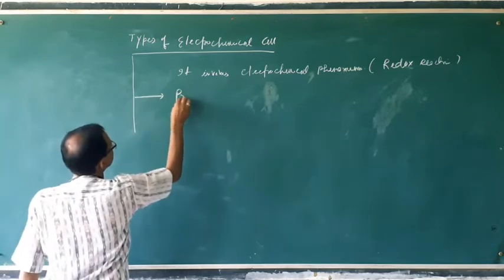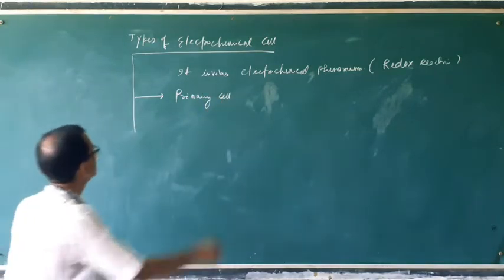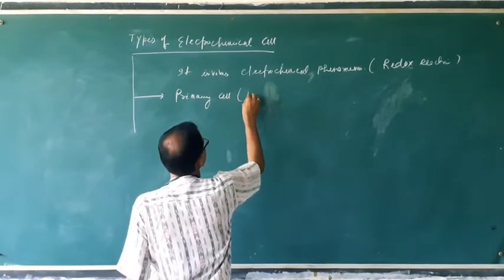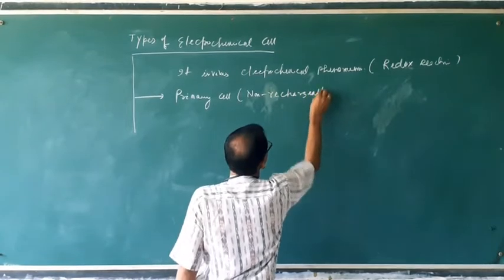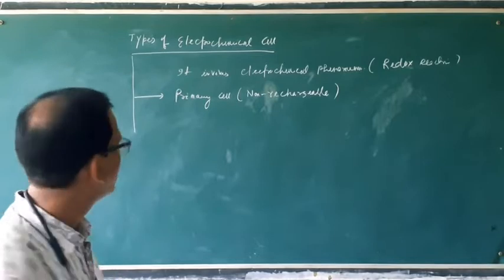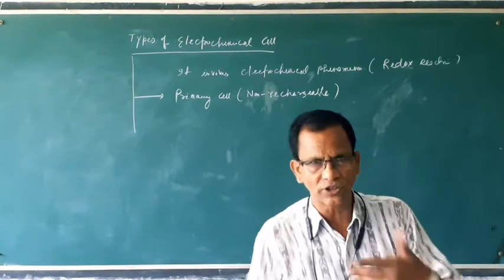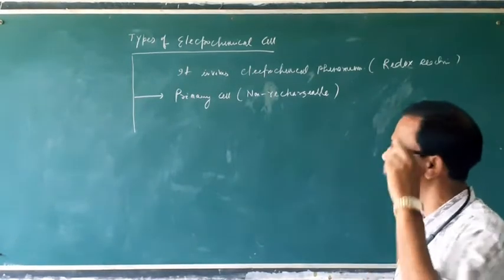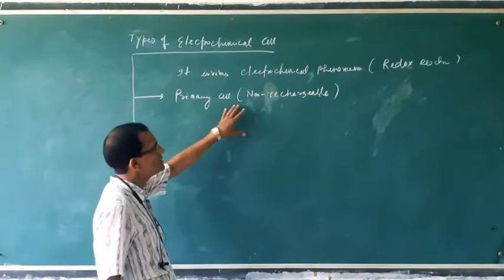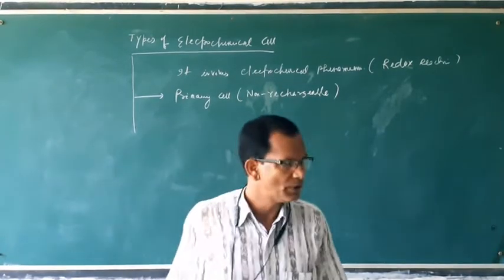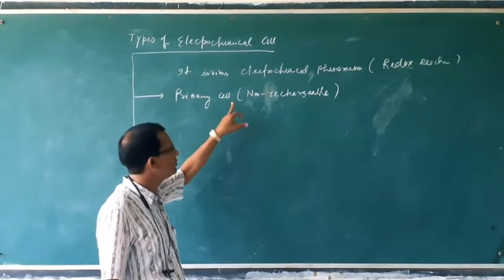First one is the primary cell. Primary cell means non-rechargeable. It cannot be recharged. Once it runs down and its function becomes zero, it cannot be recharged. It will give zero voltage, that means completely run down. That is a primary cell. It cannot be reused.